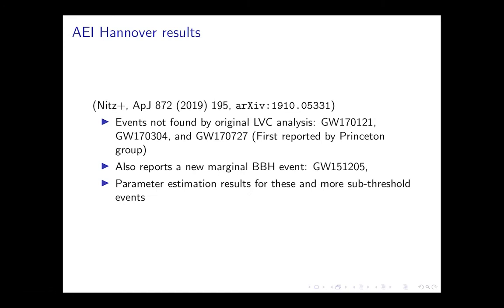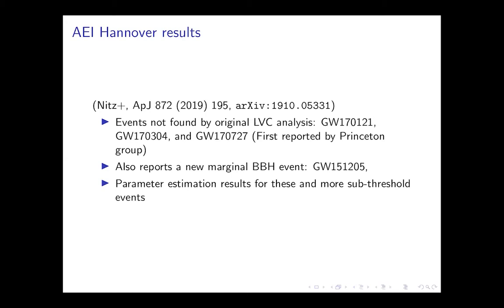So in addition, there were also events which were not found by the original LVC analysis. Examples of these are 170121, and these two others reported here. And in addition, this paper here also reports parameter estimation results for these and more sub-threshold events.